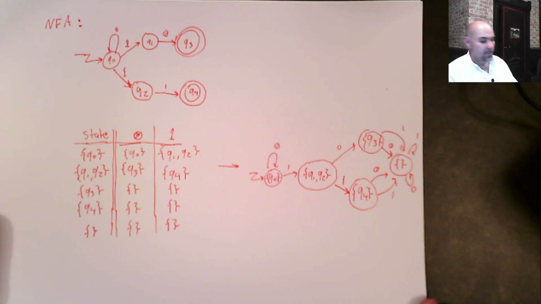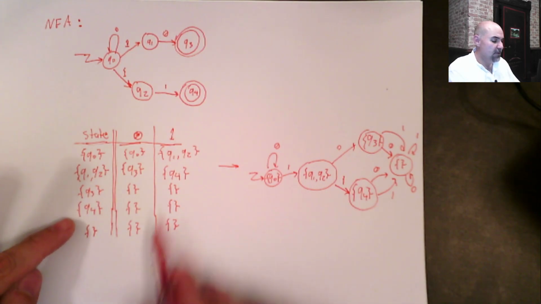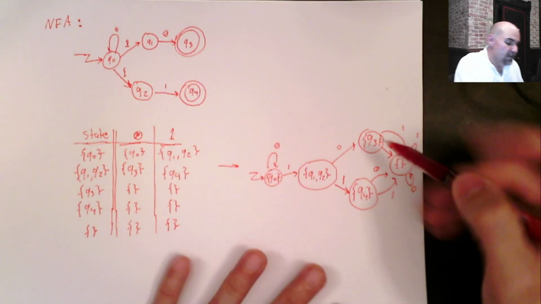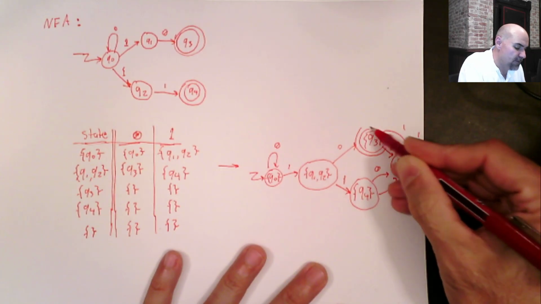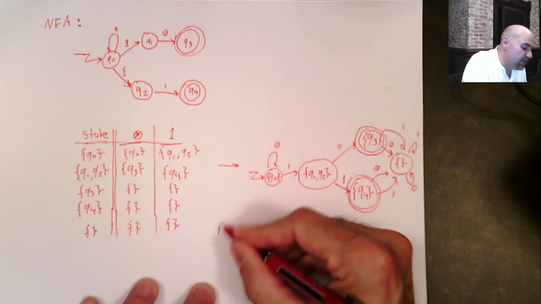Now, I have all of these edges labeled. I just need to identify which ones are final states. Well, anything with a 3 or a 4 in it. So this has a 3 in it, so that's going to become final. This has a 4 in it, that's going to become final. And now let's redraw.